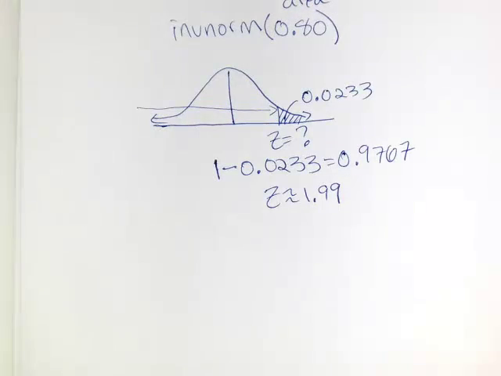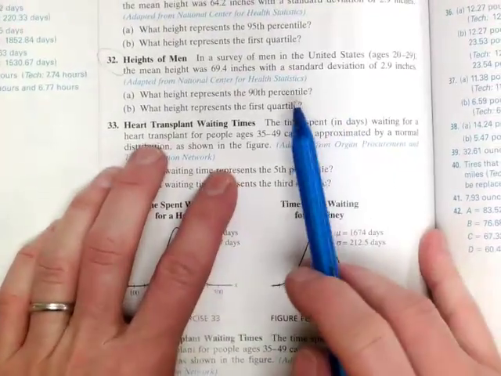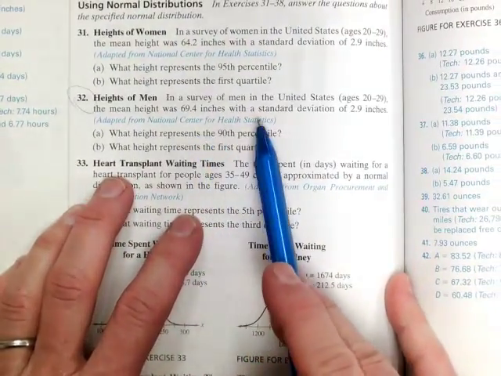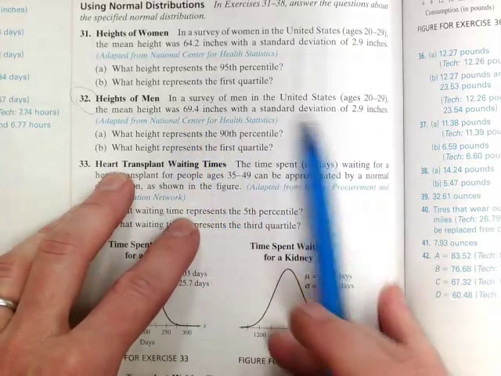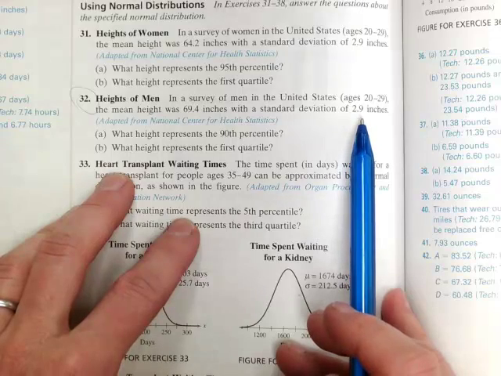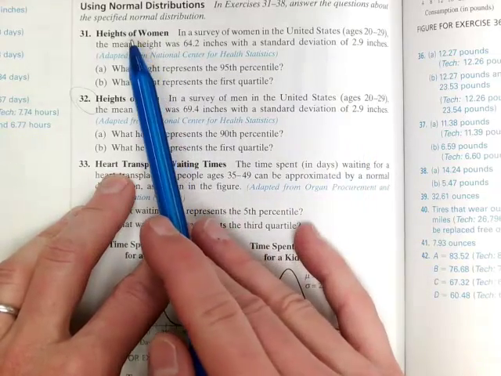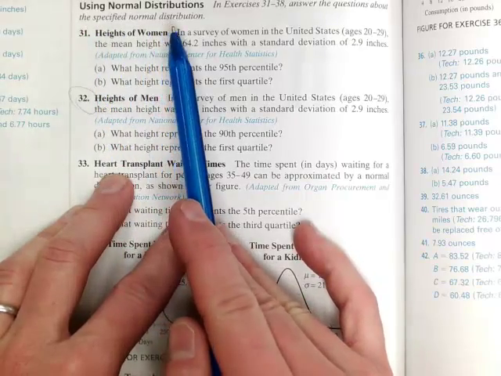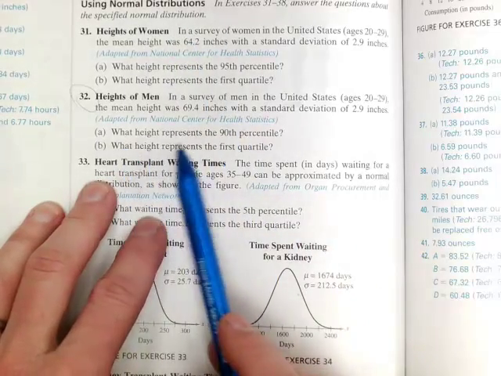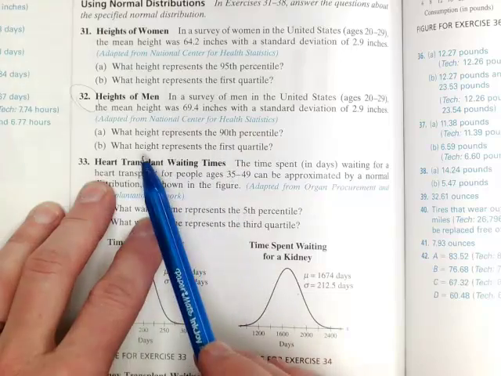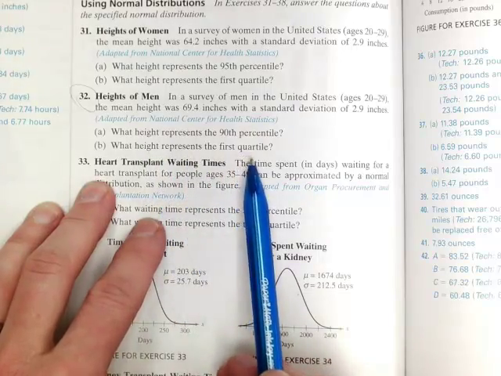Now let's take a look at an application problem for the inverse normal function. Heights of men. In a survey of men in the United States aged 20 through 29, the mean height was 69.4 inches with a standard deviation of 2.9. And we're told in the instructions that this is a normal distribution. So answer the questions about the specified normal distribution. Part A, what height represents the 90th percentile? And part B, what height represents the first quartile?